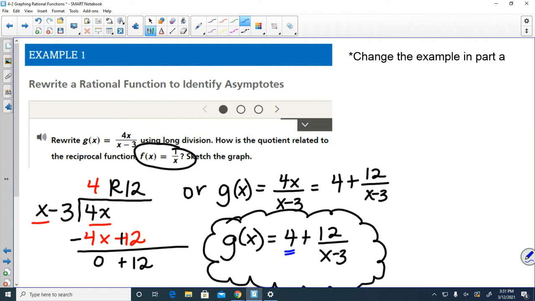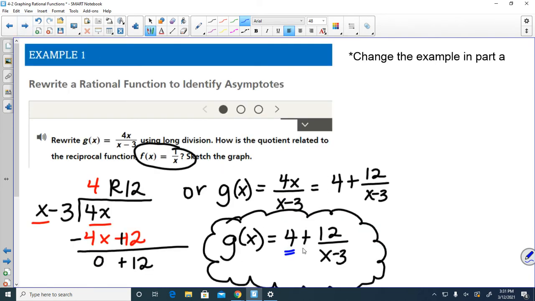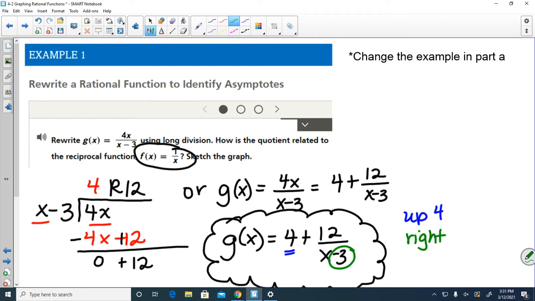So this 4 is that k. That k can sometimes show up at the end or at the beginning, but it needs to be the constant that's by itself. So this 4 is my vertical shift, shifted up 4. Then I have this minus 3 right here, so everything would be shifted to the right. I know it's right because that's a minus, right 3. And then that 12 is the vertical stretch of 12.